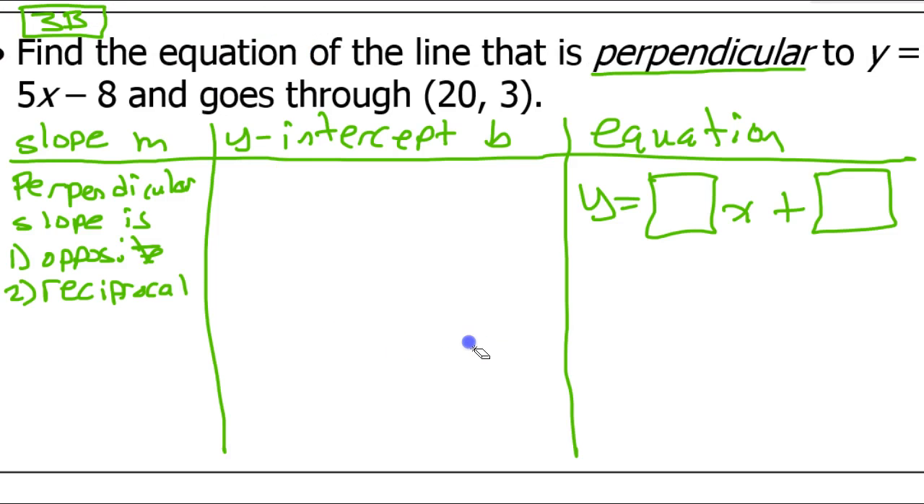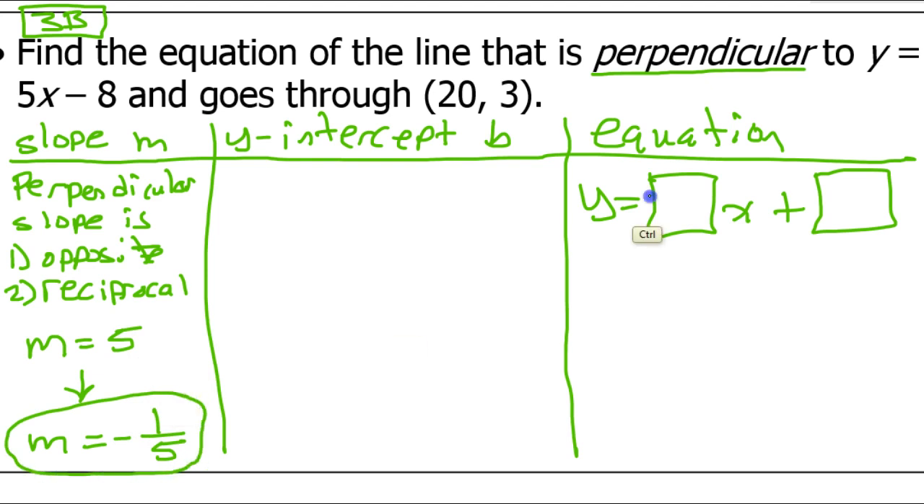Okay, so that means the slope of the given line is 5. So that will give us the slope that we're actually going to use. It's got to be reciprocal. So the reciprocal of 5 is 1/5. Okay, that's the reciprocal part. But it also has to be opposite, so I need to change the sign. So it should be -1/5. So this is the slope that I'm going to use. So I'm going to put -1/5 here for my slope.